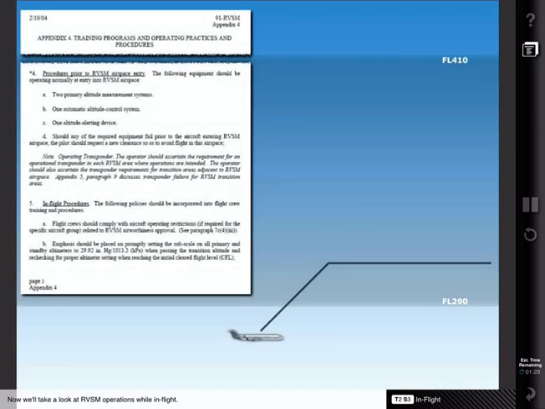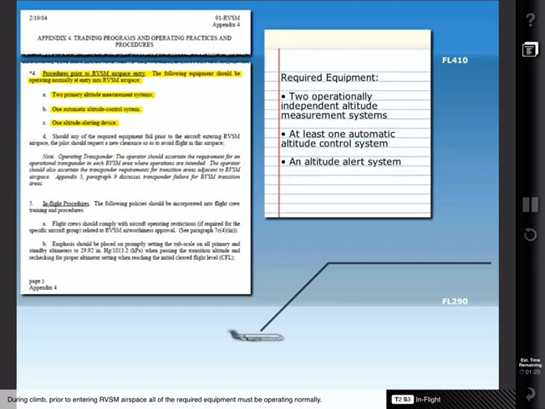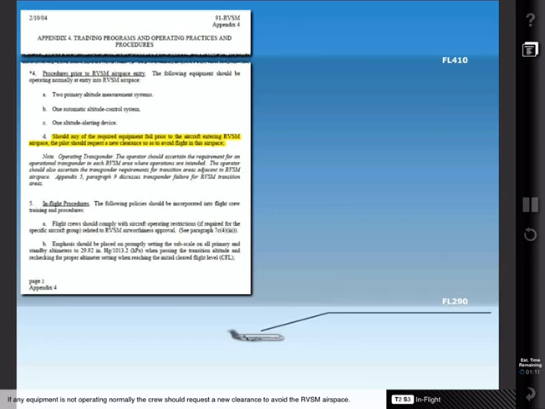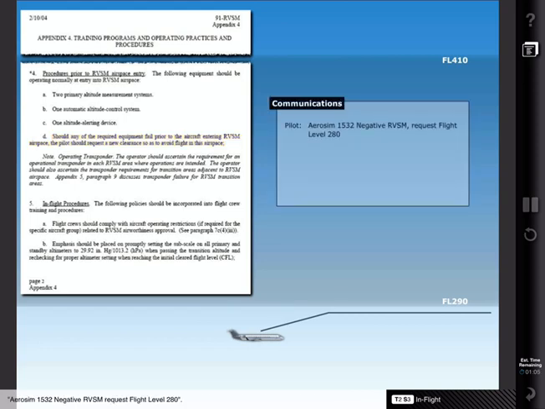Now we'll take a look at RVSM operations while in flight. During climb, prior to entering RVSM airspace, all of the required equipment must be operating normally. If any equipment is not operating normally, the crew should request a new clearance to avoid the RVSM airspace. "RVSM 1532, negative RVSM, request flight level 280." During flight, if the controller has any question on the aircraft's status, they will ask, "RVSM 1532, confirm RVSM approved." "RVSM 1532, affirm RVSM."